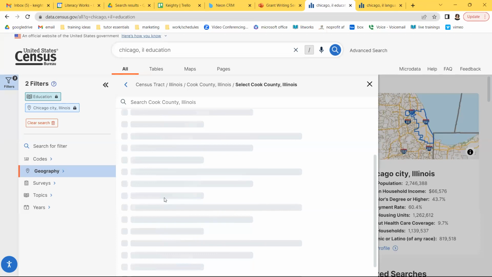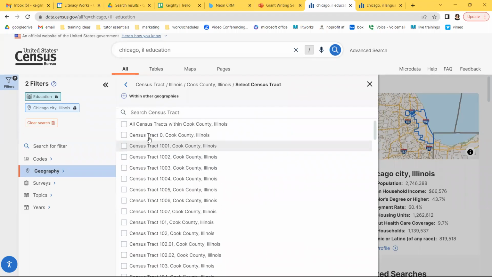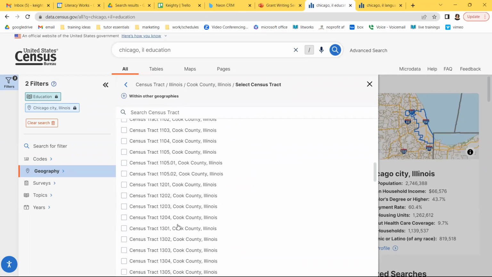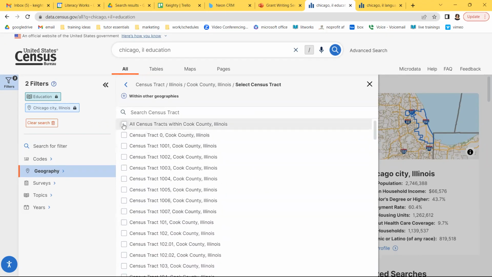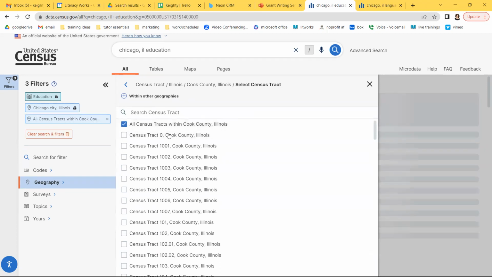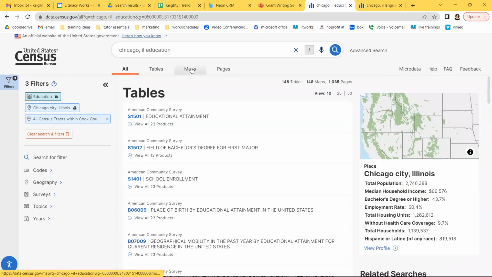Loading, loading, loading. There are a lot of census tracts in Cook County. Whatever county you choose, there's going to be a lot of tracts because it's divided really small. But actually for this activity, click all of them. And then we're going to close this window. Don't worry, the steps are there and I will go through it again. And instead of tables, we're going to click on maps.